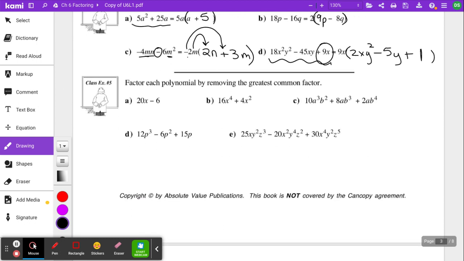Okay, here we go. There are no more training wheels. It is time to go. But I will walk you through it first. So I'm running beside your bicycle right now, trying to help you do this. Okay, it says factor each polynomial. Factor means break into pieces and multiply together to get back to the original. How fast can you say that? Okay. Okay, and we're going to remove the greatest common factor.